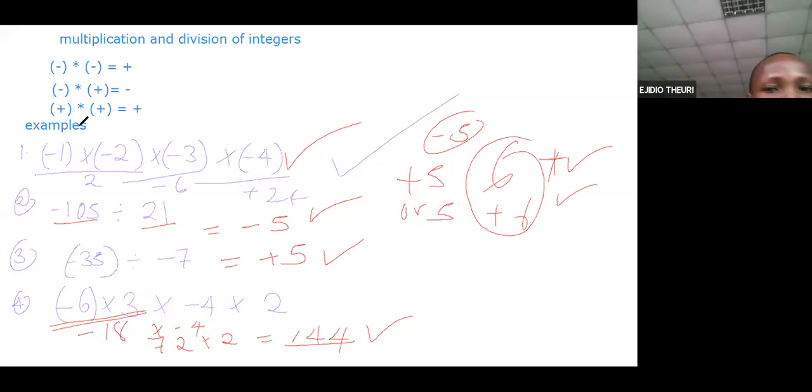So I want to give a combined operation here. Andika combined operations.